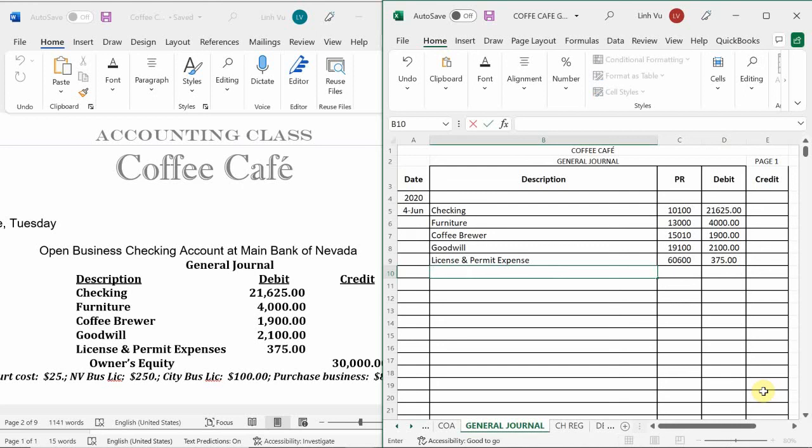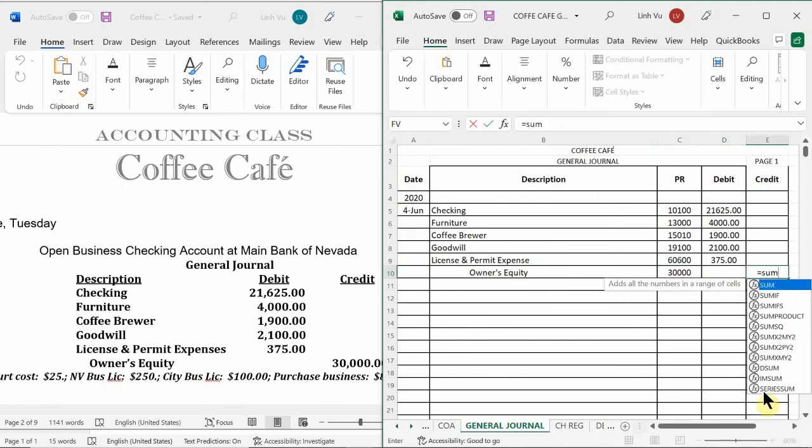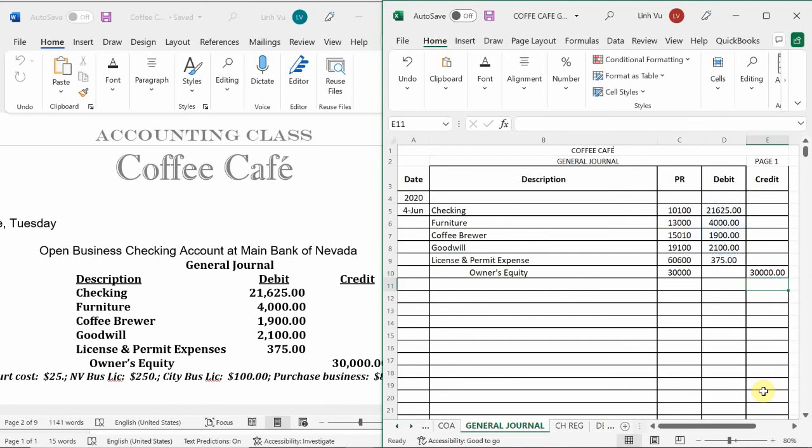And then last but not least, I invested money into my company. So therefore, I have owner's equity, account number 30000, for a grand total of $30,000.